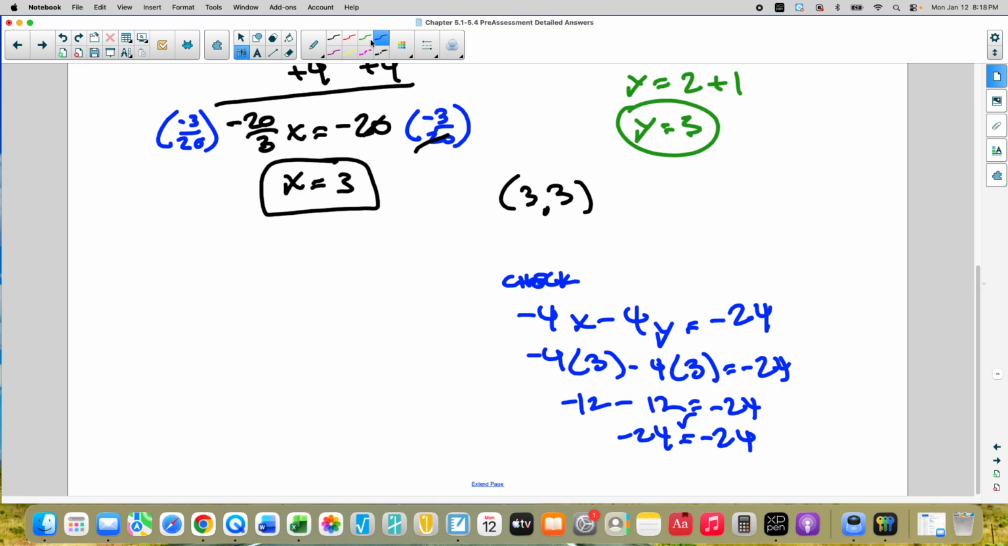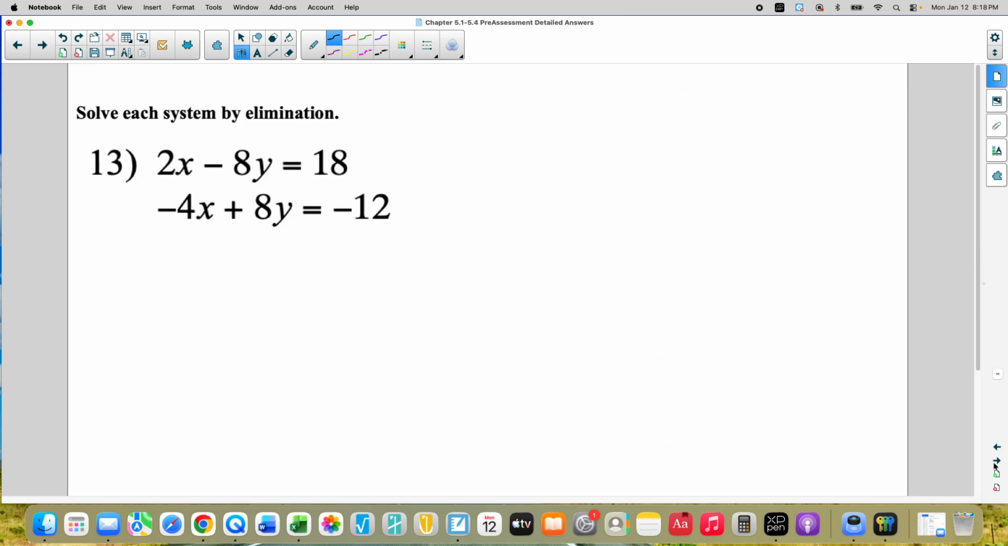Checks out. This is my solution. 3, 3. Now we have to use elimination, so we are going to add them together. These are two balanced equations. We're going to add up their columns. We're going to add up this column because they're aligned.